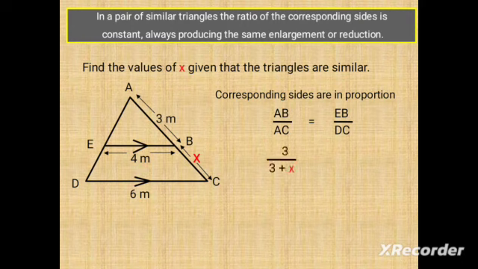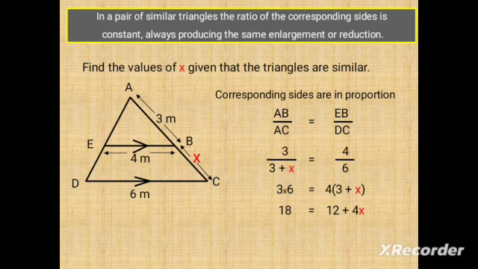And so we substitute, we have AB as 3, AC as 3 plus X, because it is the whole length, equated to EB, which is 4, over DC, which is 6. So with that, we can simplify and find the unknown value X. So the value of X is 1.5 or 3/2, and that is the length of BC.